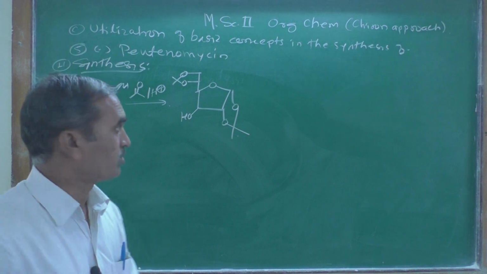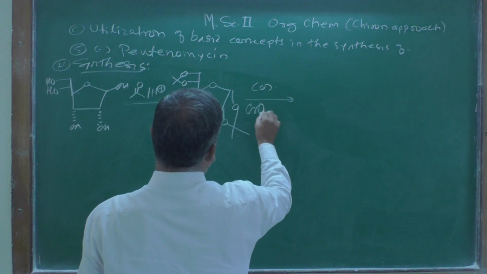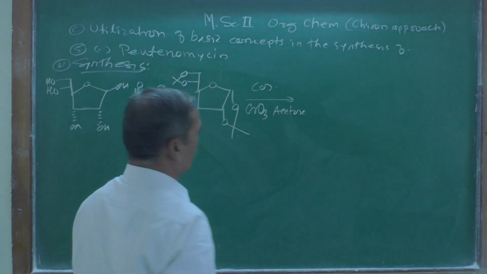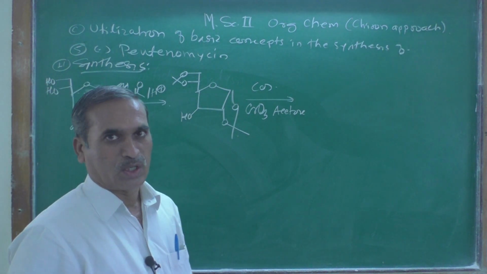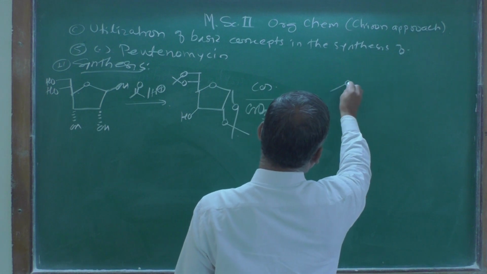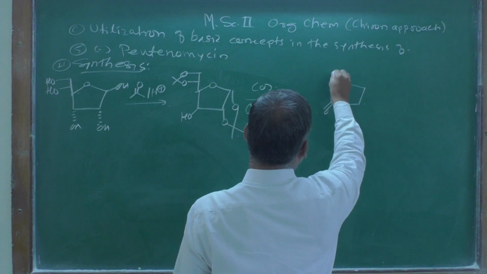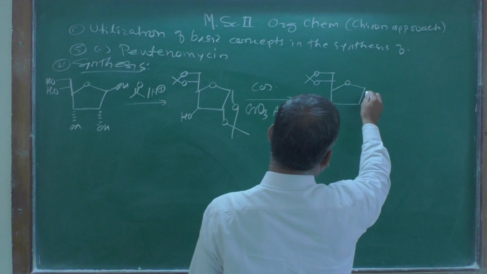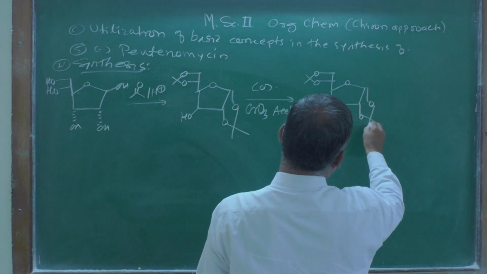Now then the oxidation reaction with the help of CrO3 in presence of acetone, that is Jones reagent. What will it do? It is an oxidizing reagent. This secondary alcohol gets oxidized into the ketone, and you are going to get the formation of the product here, C double bond O. Other things remain as they are. Remember here, they are like this, right?